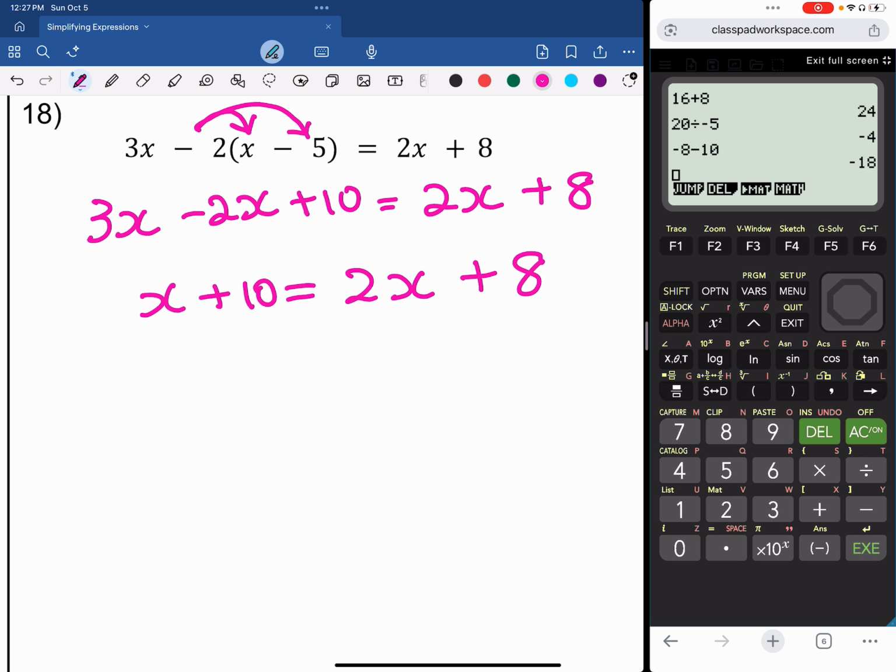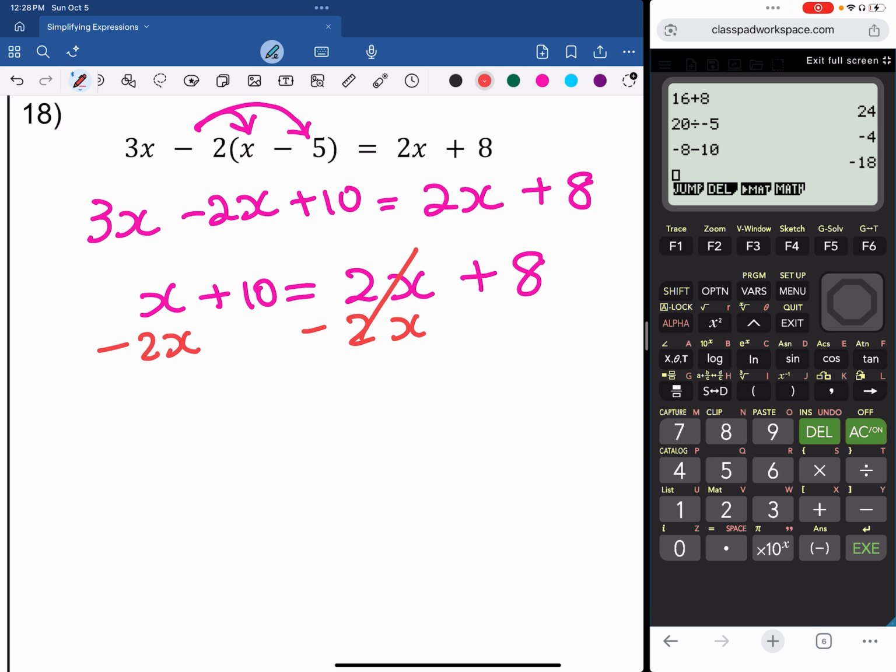Okay, now I have x plus 10 is equal to 2x plus 8. I need to get all the terms with x's on one side of the equation, and all the constants on the other side of the equation. There's two ways to do this part right here. I'm going to show you both of them. The first way is to move all the x's to the left side. So I'm going to subtract 2x from both sides.